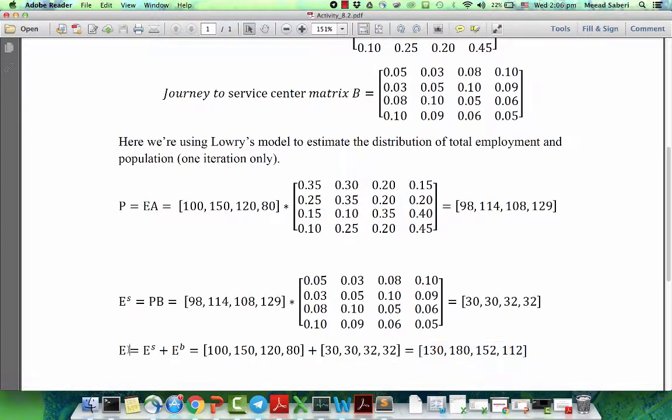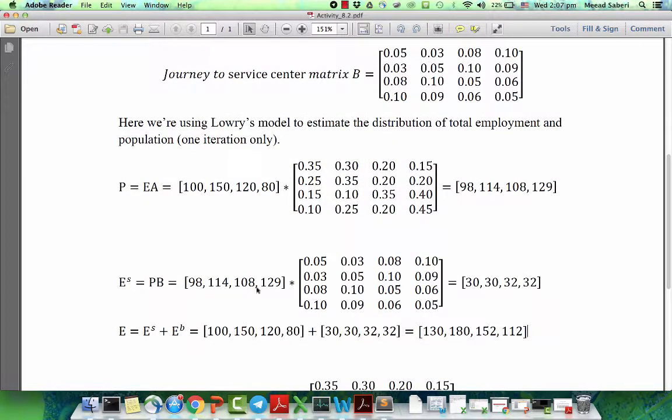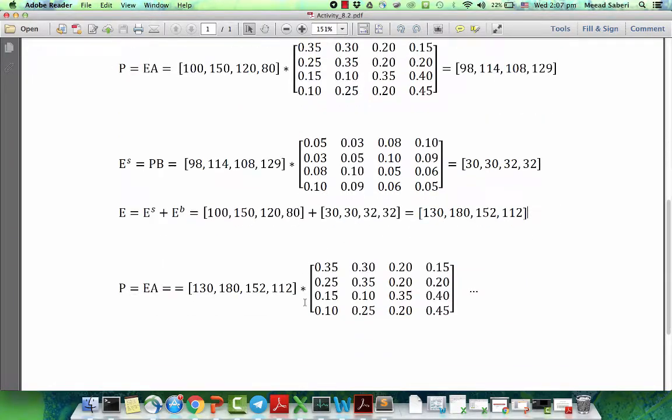Now that we have this total employment calculated, we can go back to the first equation and replace this E, which we first assumed only as basic jobs. We replace this employment matrix by the new employment vector that we have calculated, and we continue the iteration. And then we keep doing that until we reach convergence.